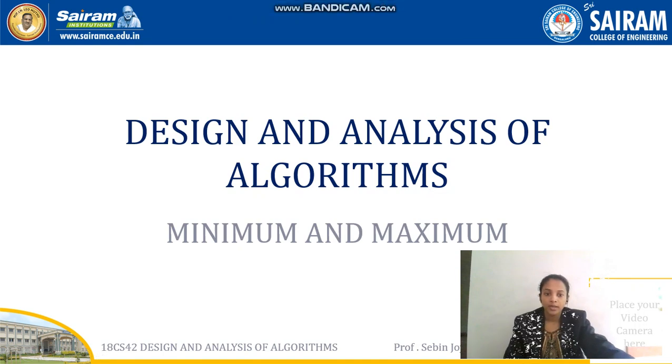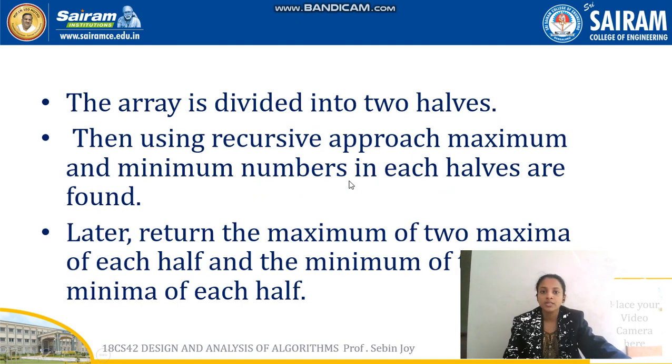Hello everyone. Now we will be discussing finding minimum and maximum using the divide and conquer technique. Divide and conquer is a technique used to solve some set of problems. It divides the array into two halves and finds the sub-solutions. After that, we find the solution for the final one by using the sub-solutions that we got.